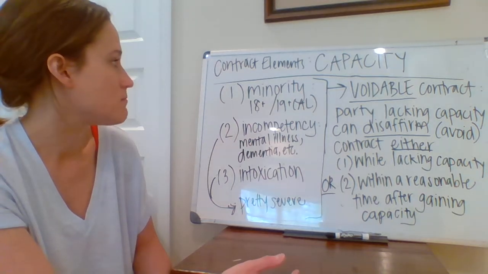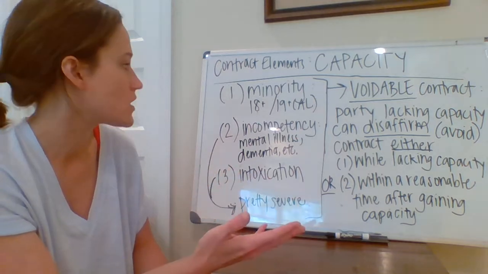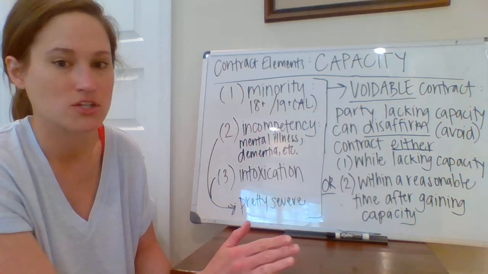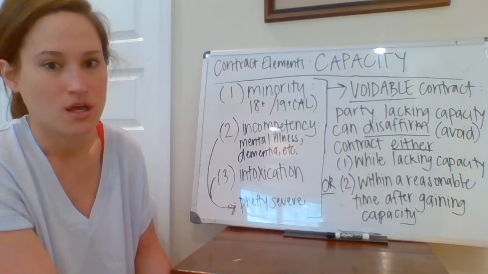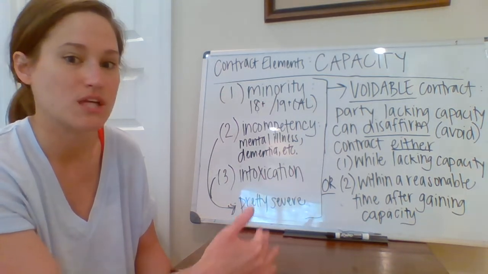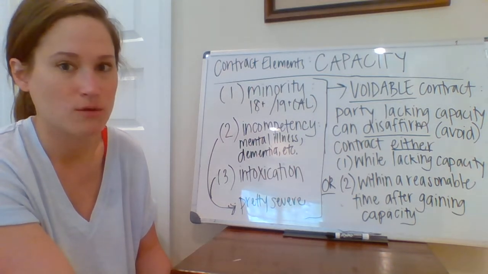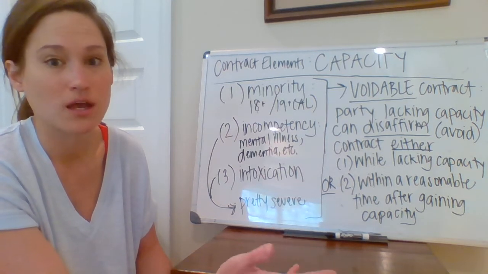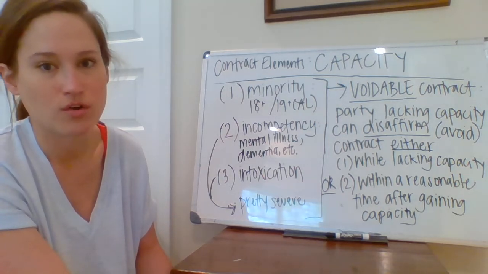One of them is based on age. We just call that entering into a contract with a minor. So I've got minority up here. In every state in the United States except for Alabama, the age of majority is 18. In Alabama, it's 19. So if you enter into a contract with anyone who is under that age of majority, anyone who is considered a minor, that is going to be a potential significant capacity problem, and that can interfere with the validity of your contract.